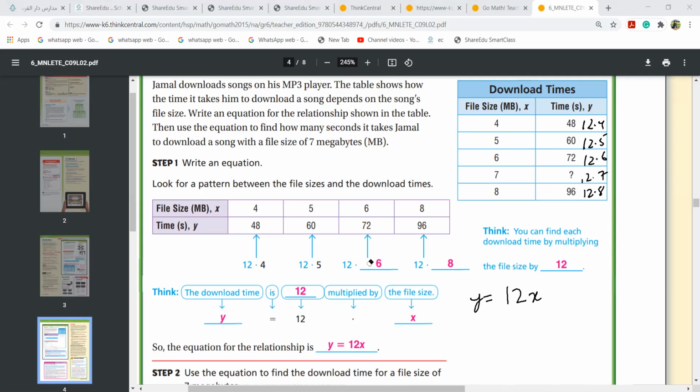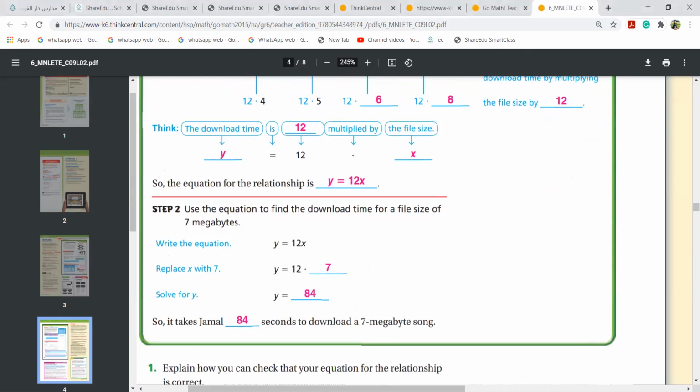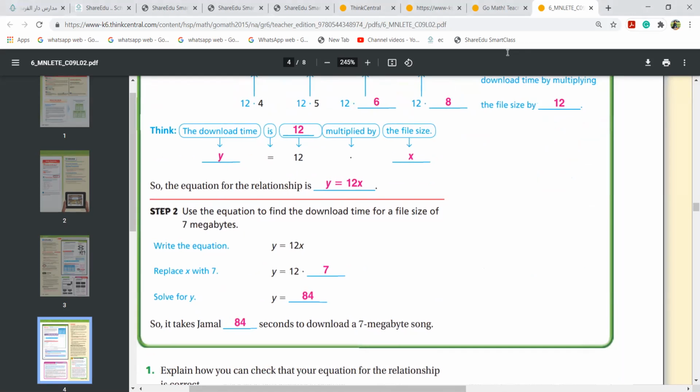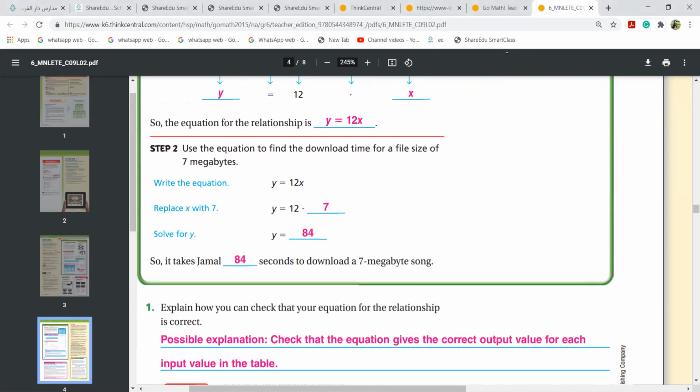And when you do it with 7, you get 72. This one, don't write a point, write down multiplication. This is multiplication. Times. Did you finish? Yeah. And then you multiply with 7 because they ask you 7 here. So 12 times, instead of x, I put 7, I get 84 here.